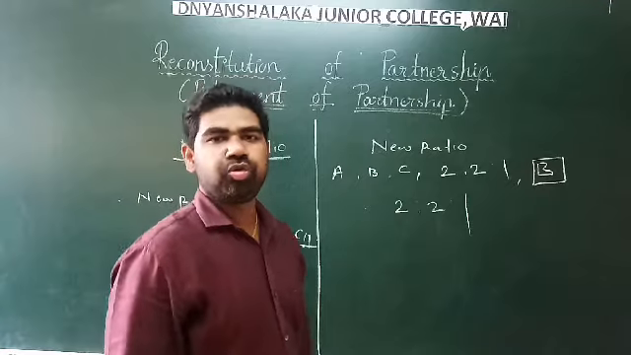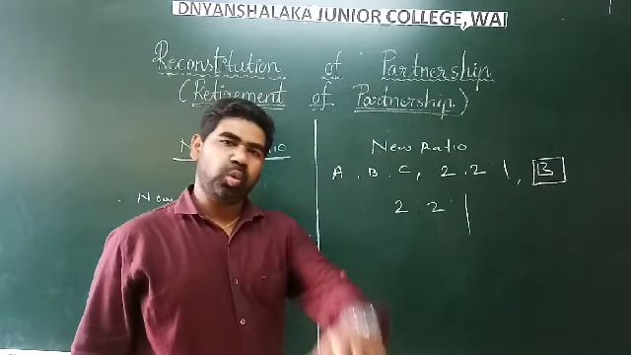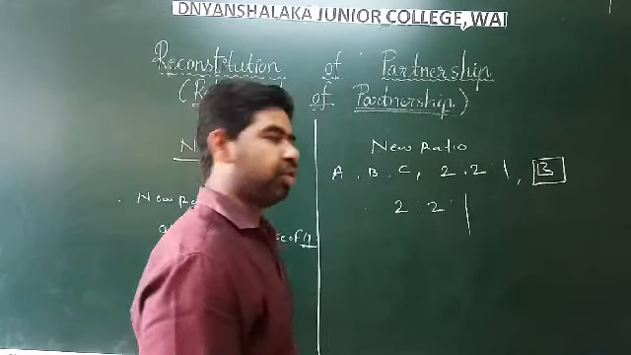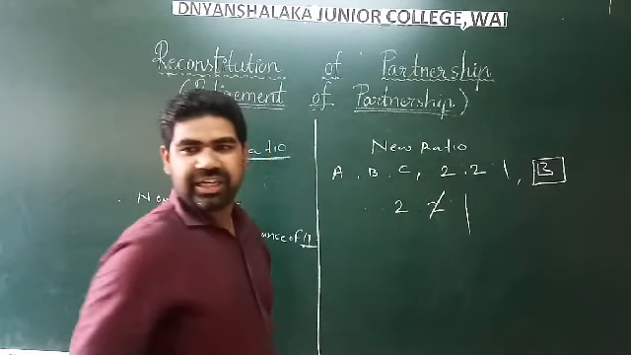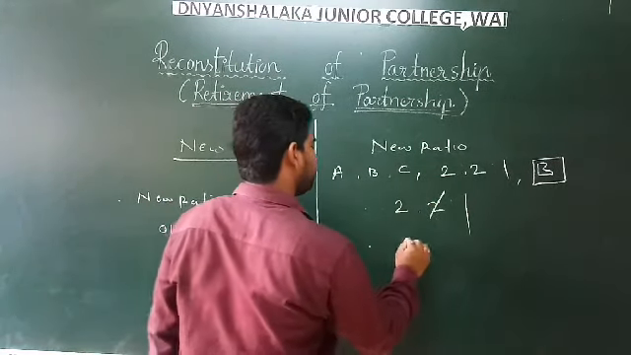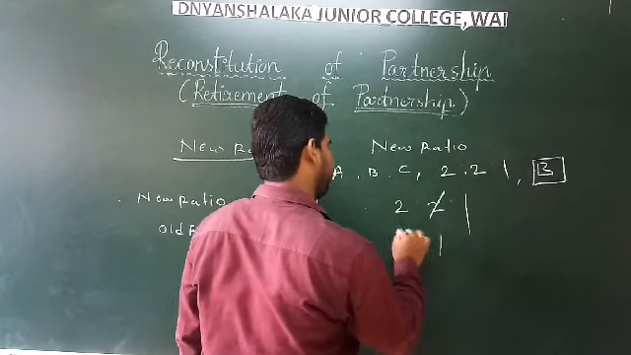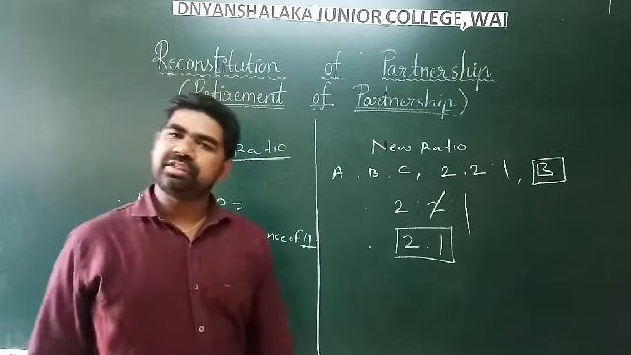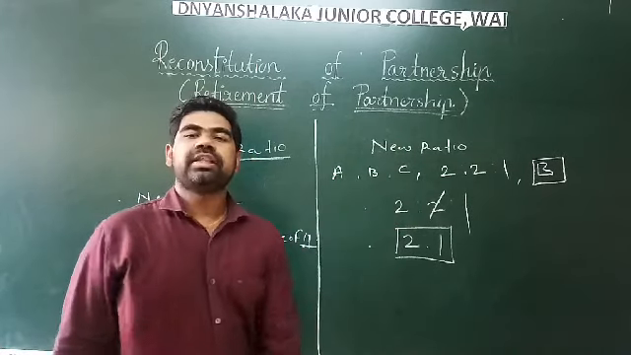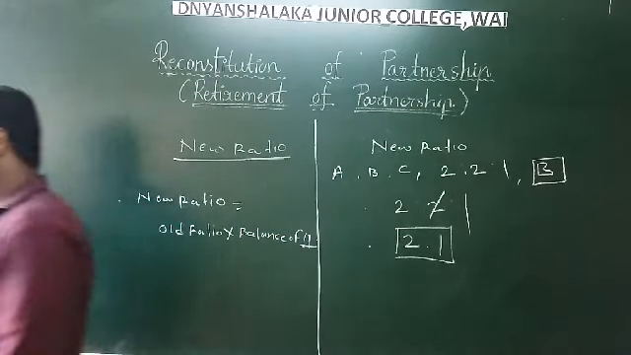So what do we have to do to calculate the new ratio? We just have to cancel B's proportion. How much is B's proportion? 2. So I just cancel this figure. What is your new ratio? Your new ratio is 2:1. With this technique you can easily calculate the new ratio in the topic of retirement of a partner.